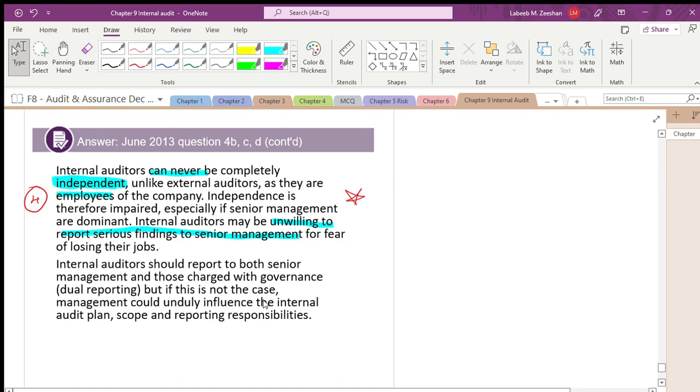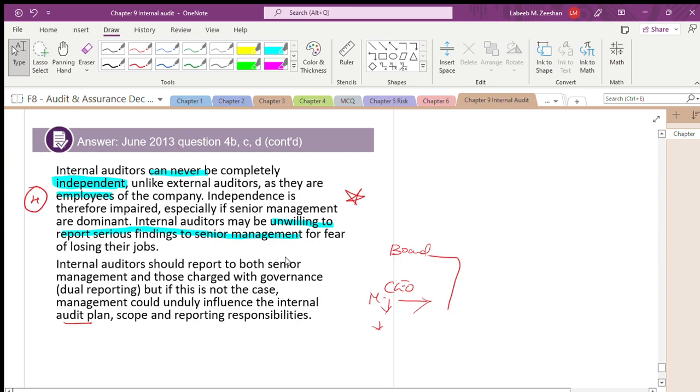Now, internal auditors should report to both senior management and those charged with governance, which means reporting to the senior management as well as the board of directors. But if this is not the case, management will unduly influence the internal audit plan. If the internal auditor is not reporting to the board, the CEO and the people below, which is management, can influence the internal audit.